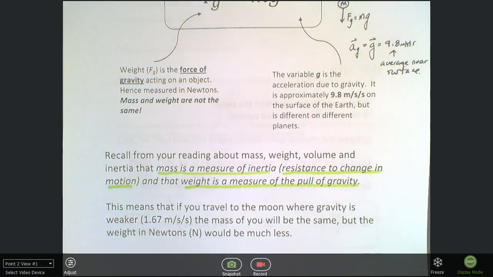Maybe not a tank, but you could lift objects easier. But if you tried to accelerate them, physically try to accelerate them, it still takes the same amount of force to accelerate these objects.